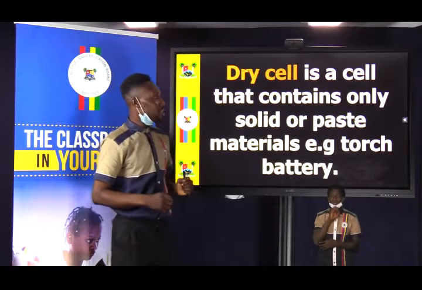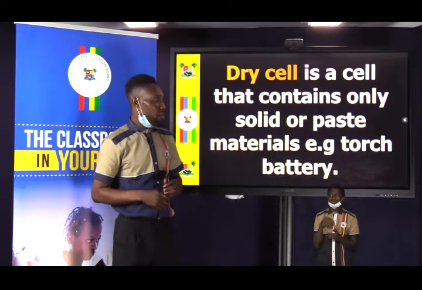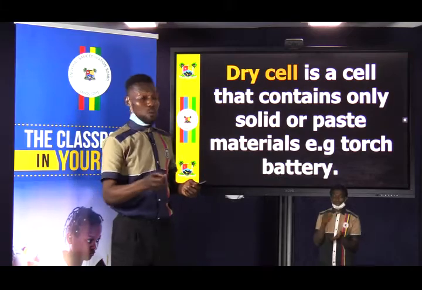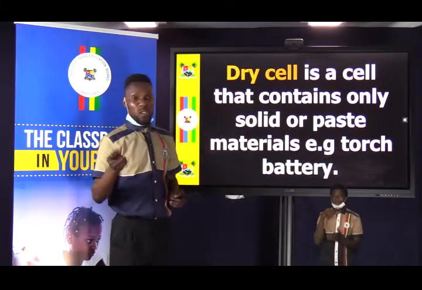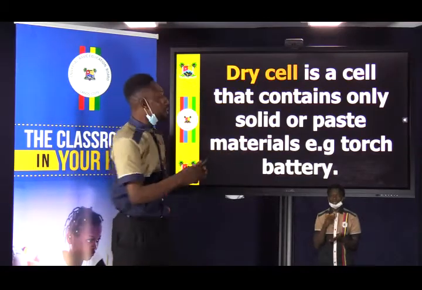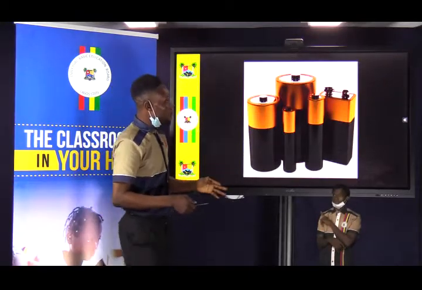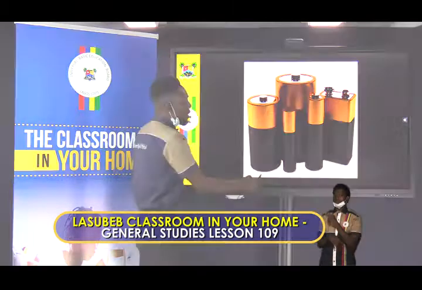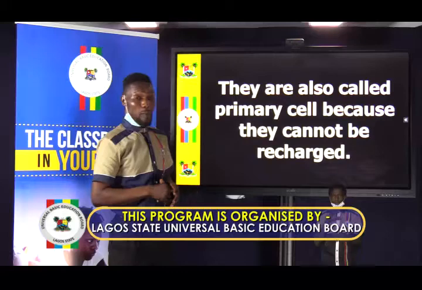A dry cell is a cell that contains only solid or paste materials, like your torch battery. The battery you put in the torch is a dry cell, because it contains only solid or paste materials. This is just a typical example of a dry cell. Still on dry cell, they are also called primary cell.